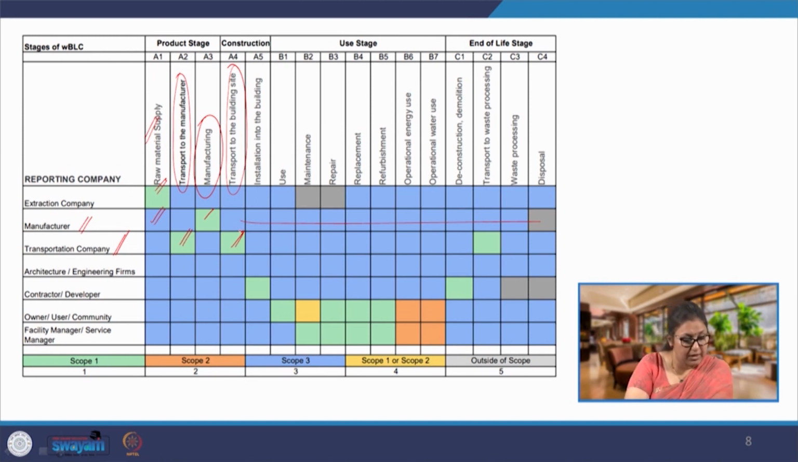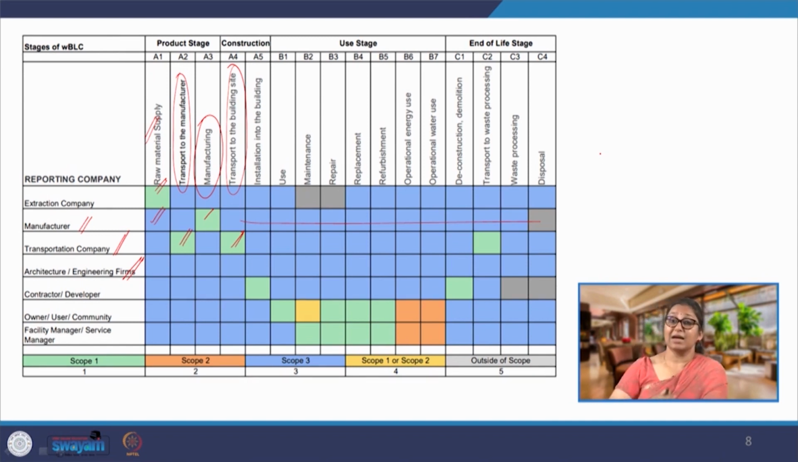Now, if we look at architectural and engineering firms, none of these activities is going to be counted as scope 1 or even scope 2 for the architectural or engineering firms. For them, it is all scope 3 because they are delivering design as a product. The knowledge and the service is the product. So, for them, all these stages of building construction and use are going to bring them scope 3 emissions only. It is not going to be any scope 1 or 2 through the building process.